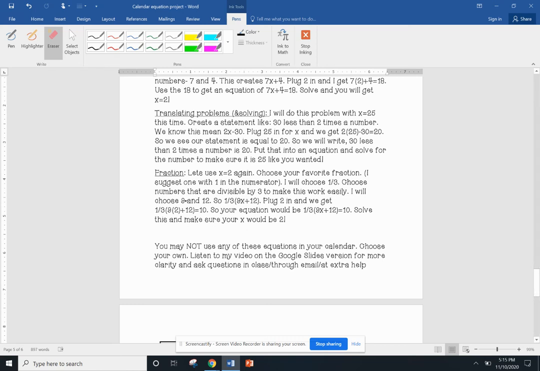So I did 1/3 and I chose 9 and 12 because those are divisible by 3. Then I plug a 2 in. 9 times 2 is 18, plus 12 is 30, divided by 3 is 10. So I know that my equation has to equal 10 to have my x be 2. And then I solve it, and I got x is 2.